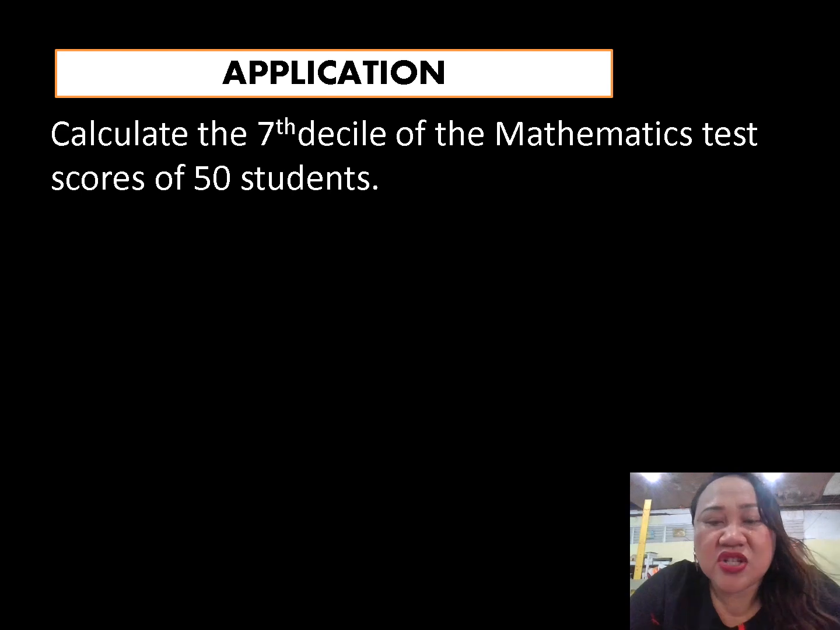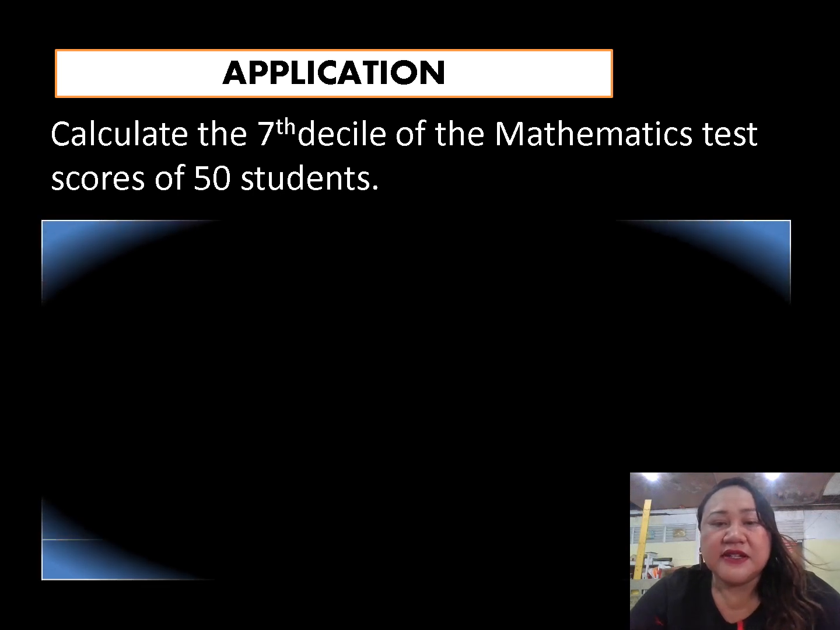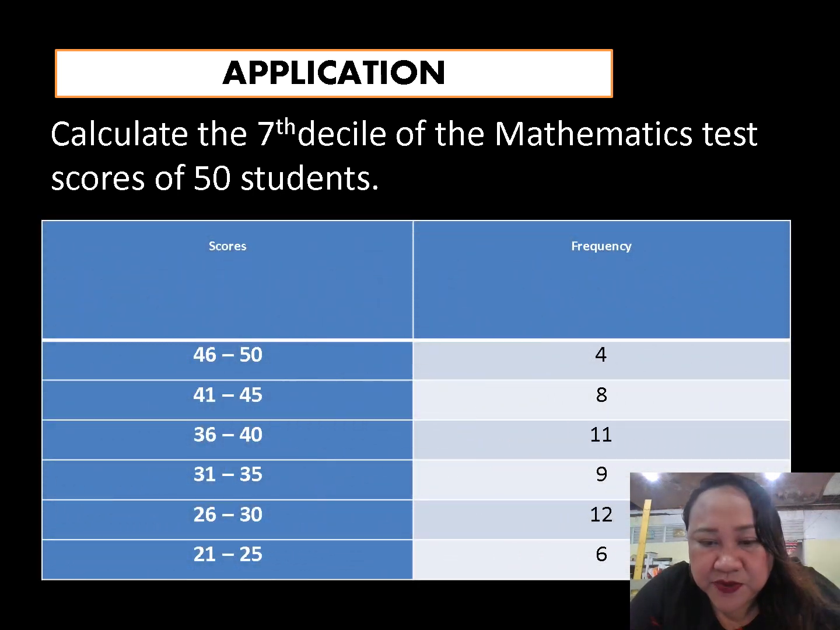So for the application, I want you to calculate the 7th decile of the mathematics test scores of 50 students. It is already grouped, so it will be easy for you to identify. We have the scores 46 to 50, the frequency is 4. 41 to 45, the frequency is 8. 36 to 40, the frequency is 11. 31 to 35, the frequency is 9. 26 to 30, the frequency is 12. And 21 to 25, the frequency is 6.